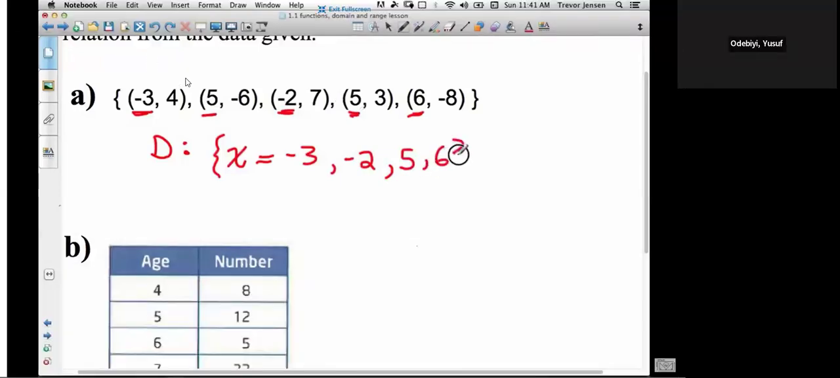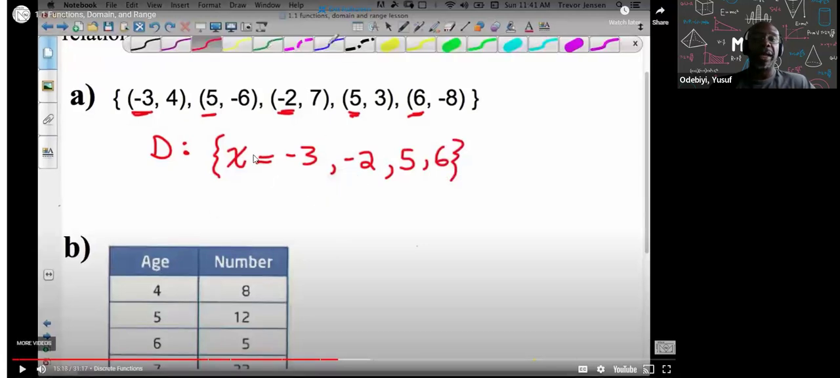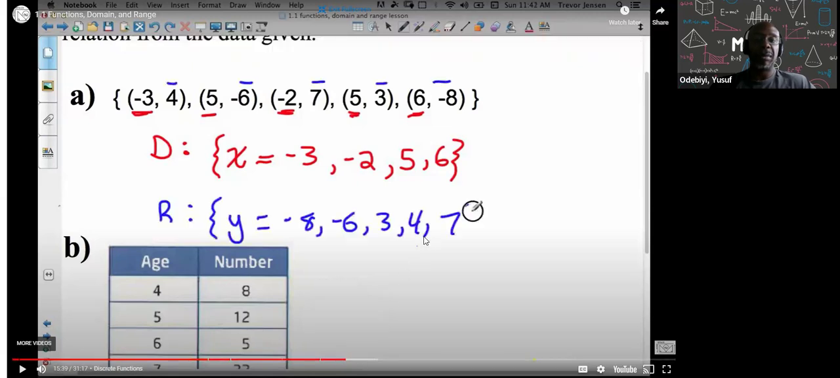If an x value is repeated, you don't have to write it twice. Close it with your curvy bracket. Okay, so that's your domain for this group of points. Now your range would be the same thing. You would have R, and a curly bracket. y is equal to, start from the lowest to the highest. So you have -8, then -6, and then 3, 4, and 7. There you go. So that's your range for this. Domain and range of that relation.